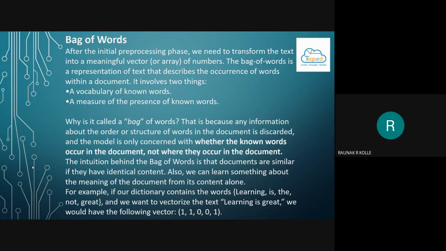For example, if our dictionary contains the words learning, is, the, not, great, and we want to vectorize the text "learning is great", we would have the following vector: 1, 1, 0, 0, 1. So the first, second, and the fifth word is present in the bag of words and hence can be extracted out.